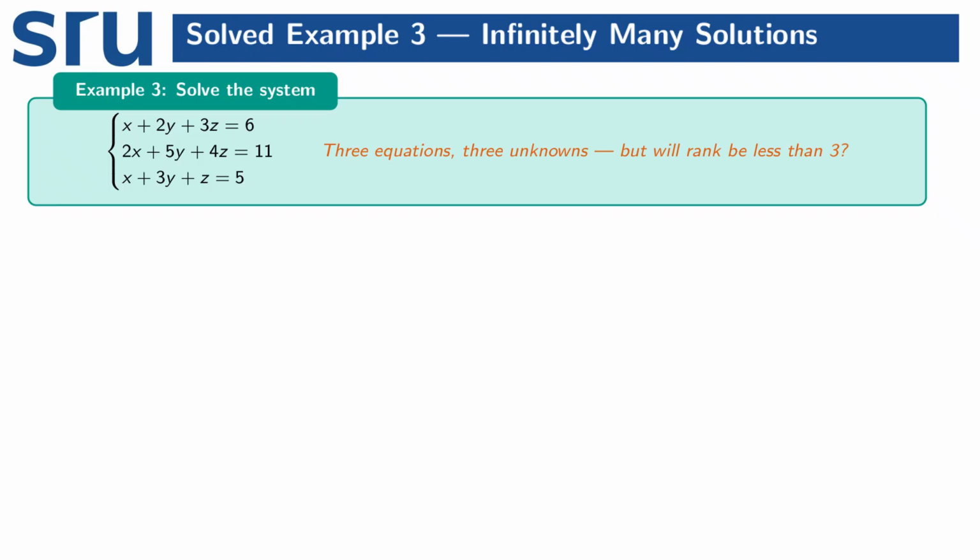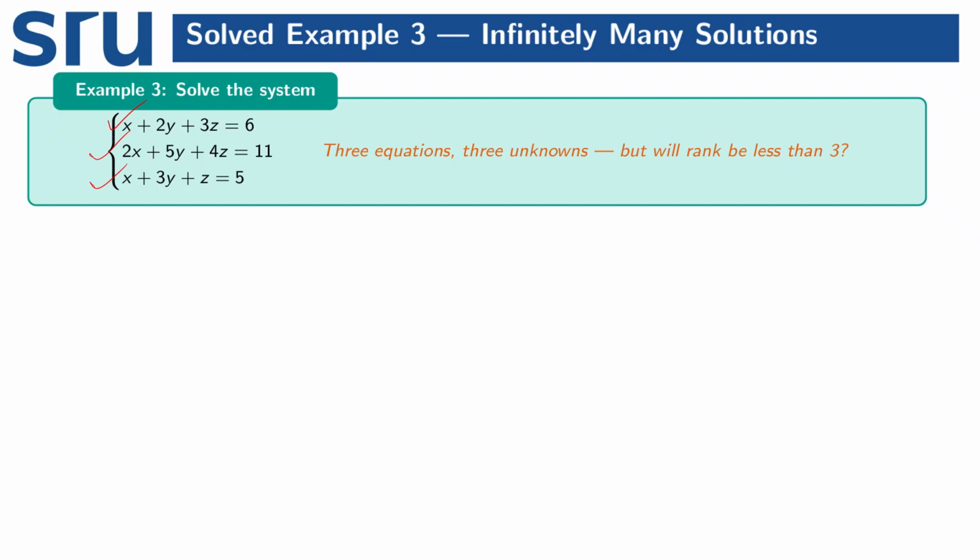Let us read the system. The given system is: the first equation is x plus 2y plus 3z equal to 6. The second one is 2x plus 5y plus 4z equal to 11. And the third one is x plus 3y plus z equal to 5. That is 3 equations and 3 unknowns. Normally we might expect a unique solution here, but something different will happen. Have a close look.